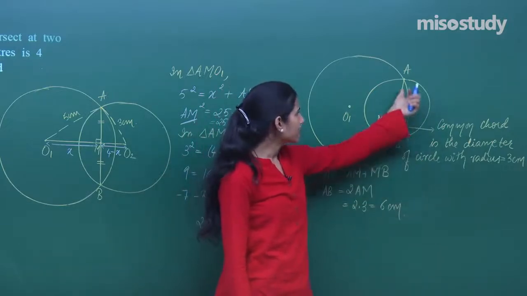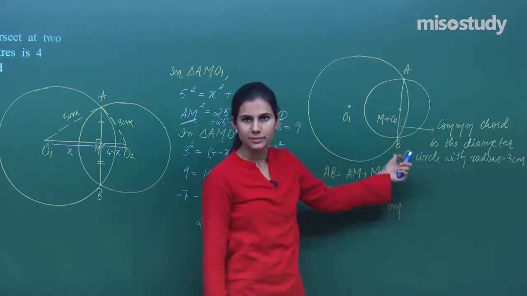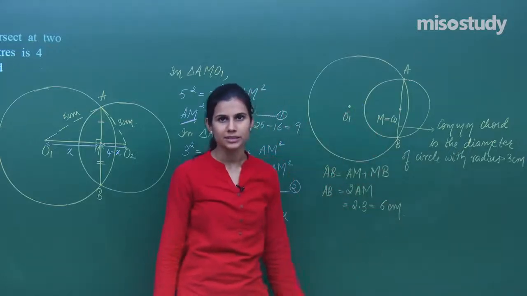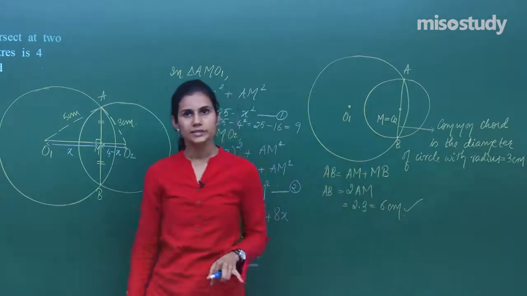If the common chord is coming out to be of 6 centimeters, that means the diameter of the second circle is coming out of the 6 centimeters length. That means the radius of the second circle should be 3 centimeters, which is true. That means it verifies our answer that it is correct.